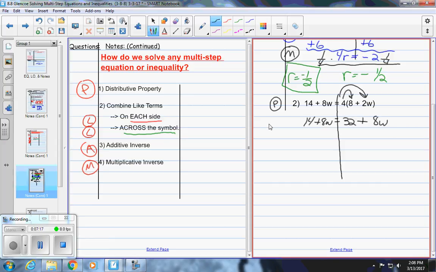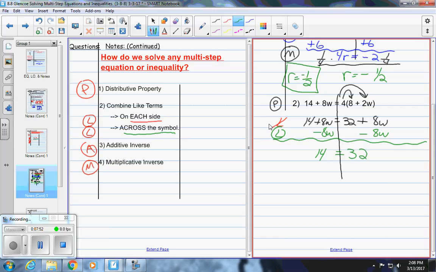Okay. We have no like terms across the symbols, but we do have like terms, the variables, that we have to bring from one side to the other. Which one's smaller, 8w or 8w? Yeah, they're the same thing, so it doesn't matter which one I'm carrying. I'm going to write this one. And we got to be fair. And whenever we do that, 14 plus 0 would get you 14, which equals 32 plus 0, which equals 32.